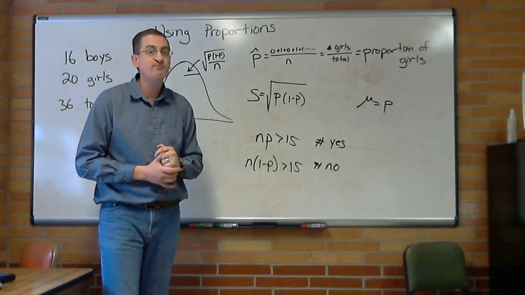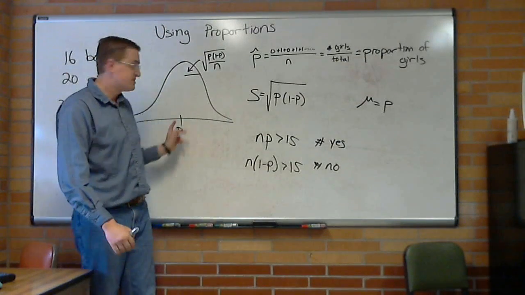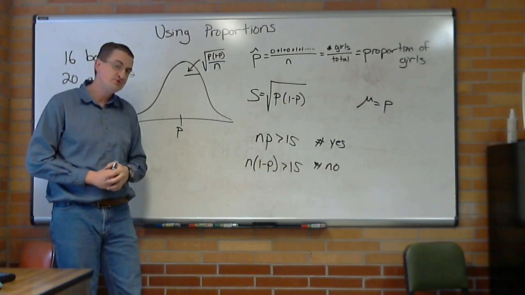So our rules for proportions do change for the cannot do. The rest of it should be very similar. Let me show you some examples.